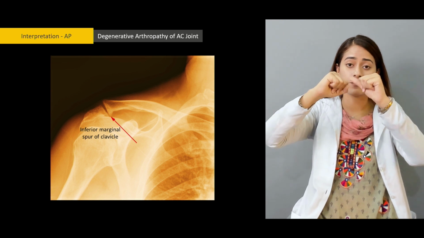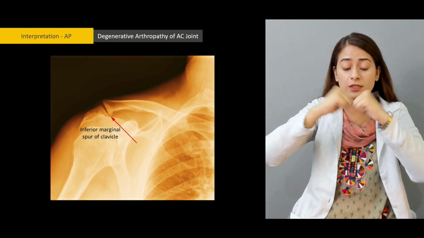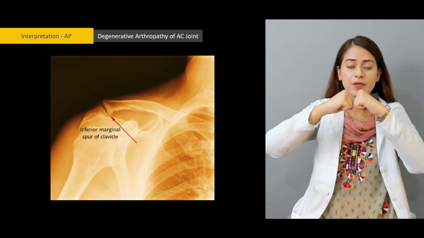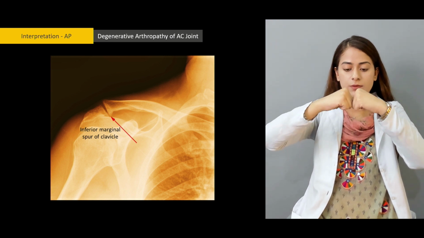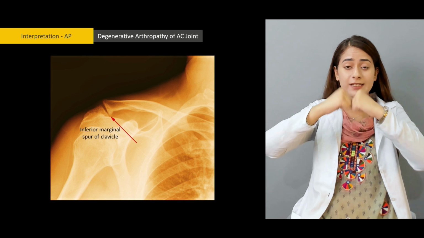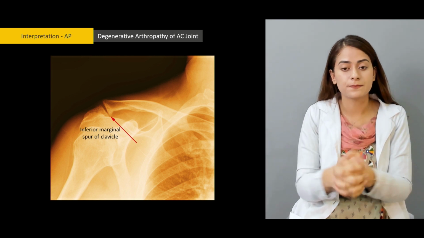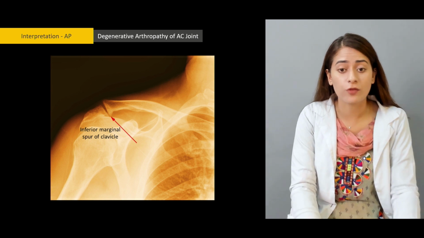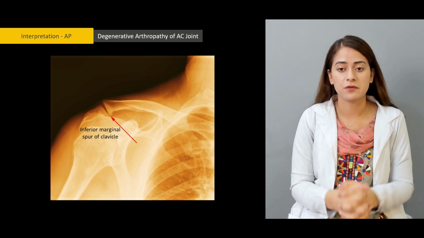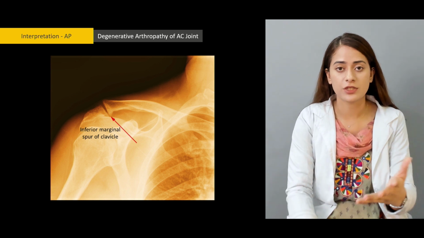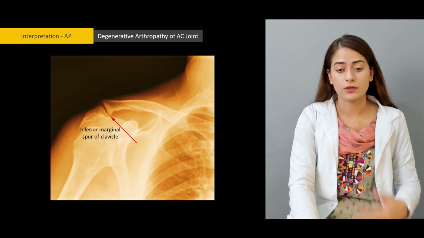but in the inferior portion the cartilage has degenerated, for some reason, or because of excessive activity or friction. So this can also be the presentation of the degenerative joint, the degenerative arthritis.